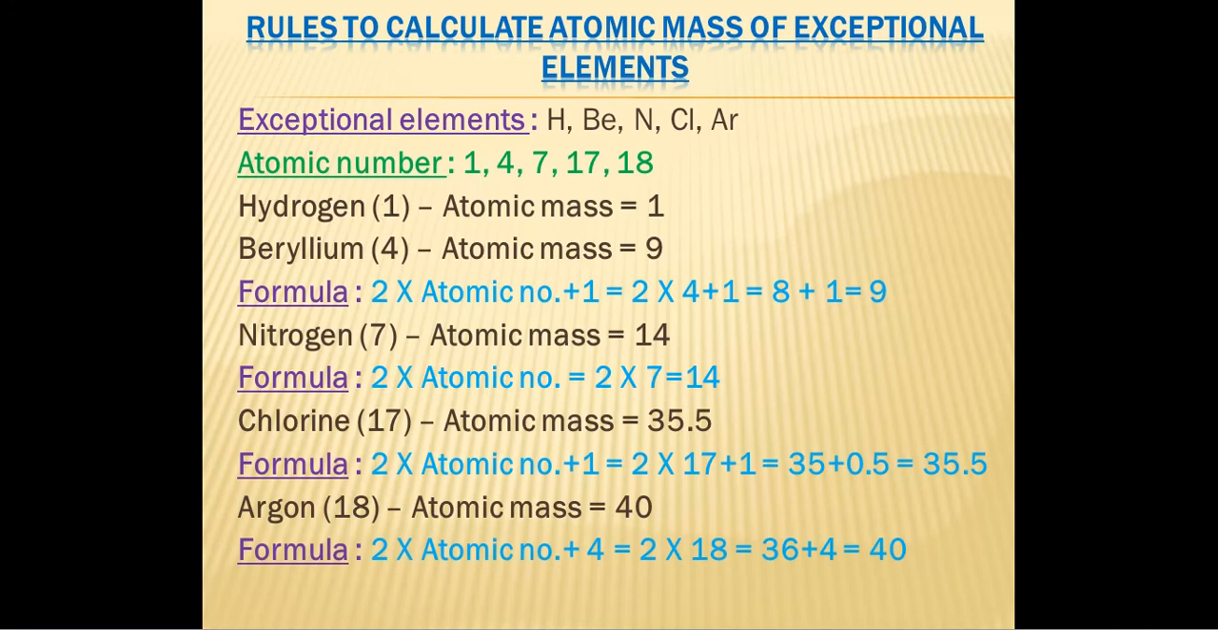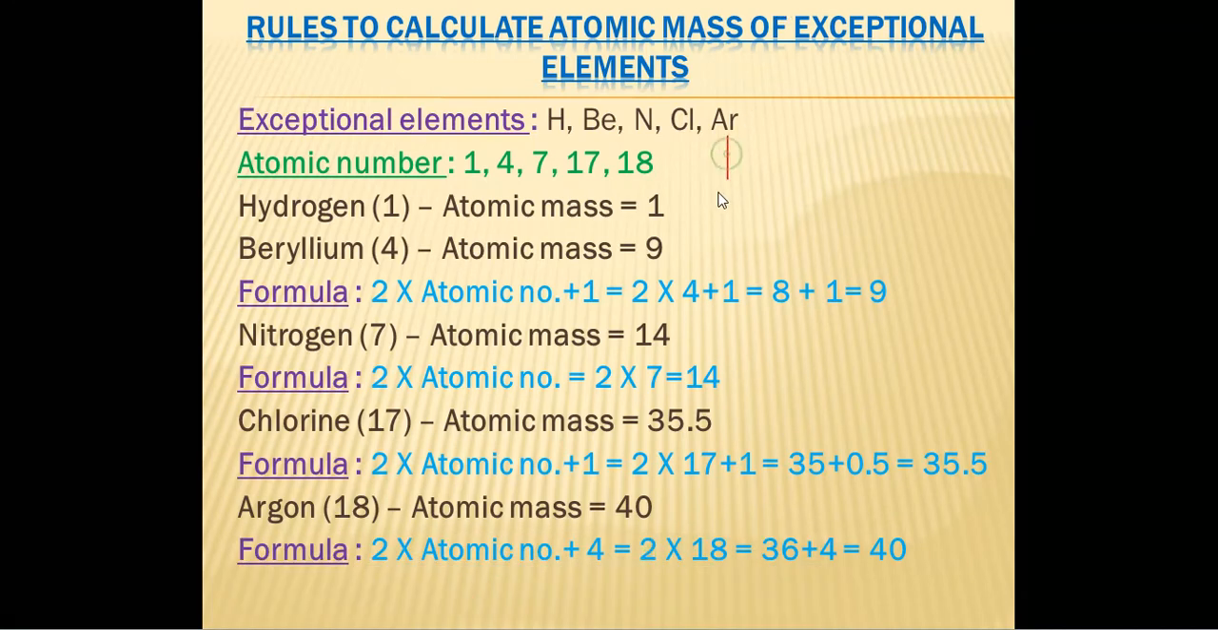Atomic mass formula. I have told you that atomic mass is equal to the number of protons plus the number of neutrons. A is equal to the number of protons plus the number of neutrons. So in hydrogen we don't have any neutron.